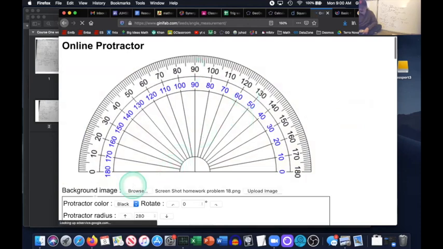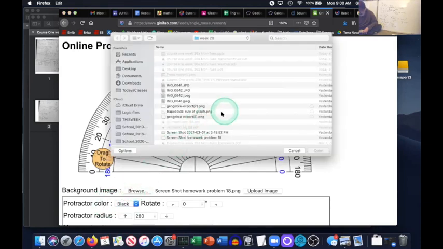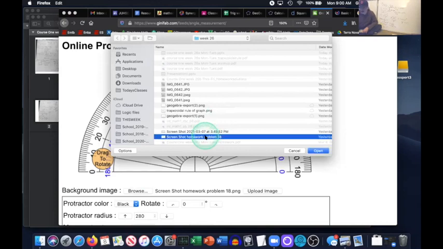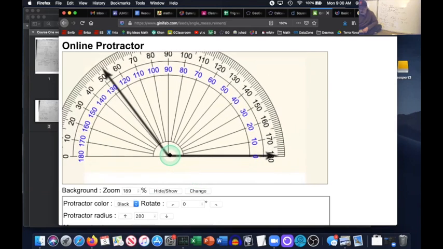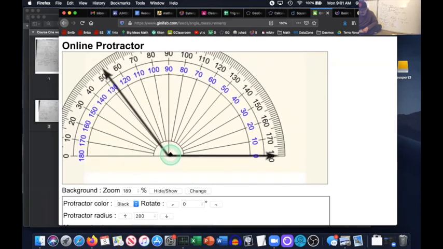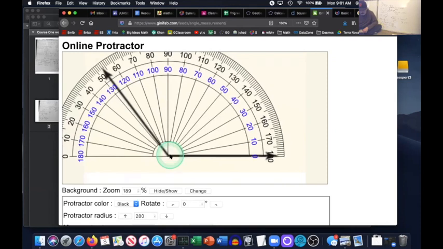So when you get here, you can upload an image and it'll put the protractor over the image. So that's what I did. I'm going to browse, and then I'm going to go to the picture I took. And notice it puts the picture right there, but that's too small. So I'm going to go ahead and bump up the size. That's much preferable. And then I'm going to go in right here and move the protractor so that it's on the corner and on the baseline.